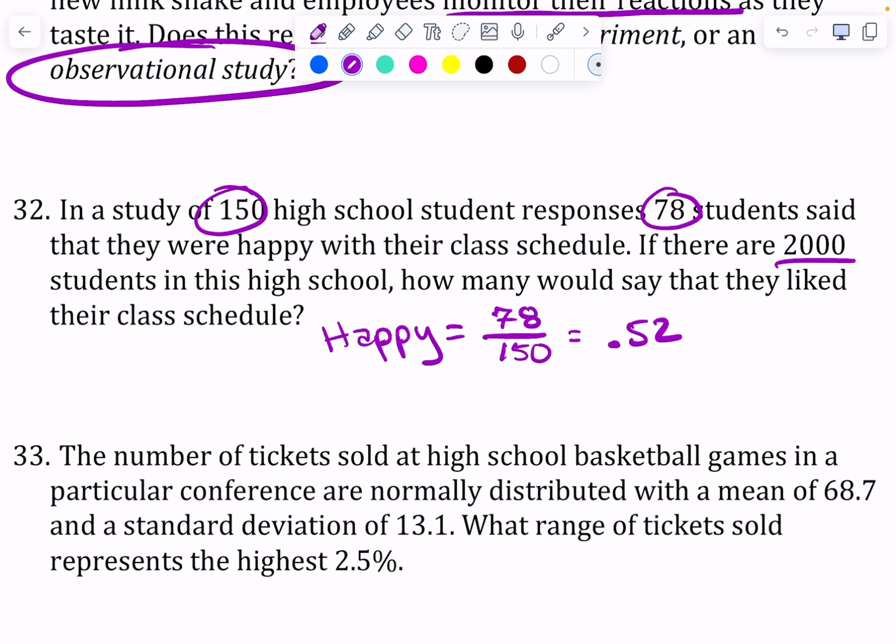If instead there are 2,000 students and not 150, how many would have said that they were happy with their class schedule? I take 2,000 and I multiply by 0.52, and that is how much? 1,040. 1040, yep. Questions about how we did that?